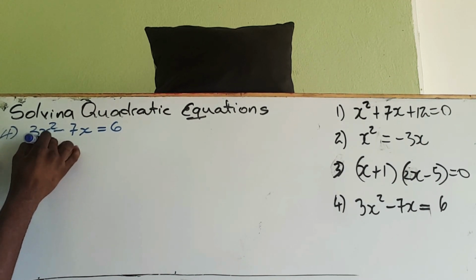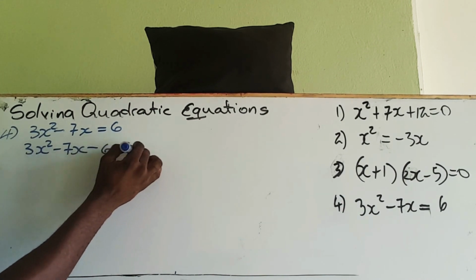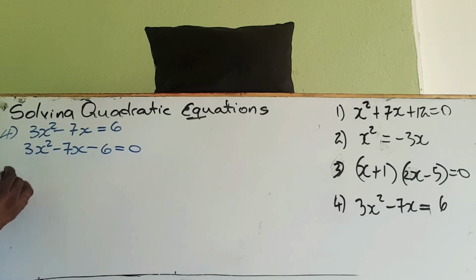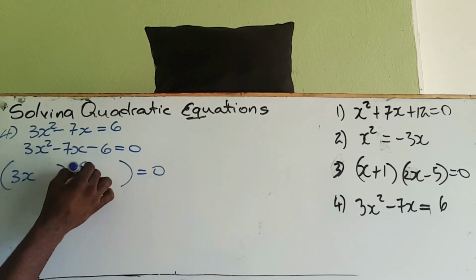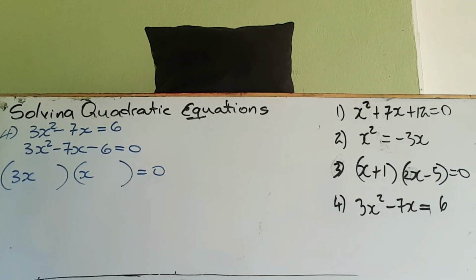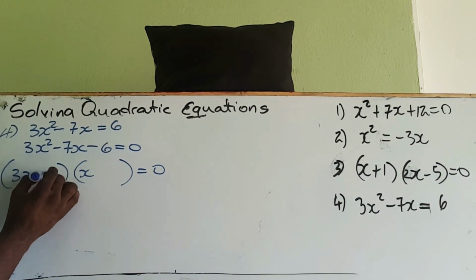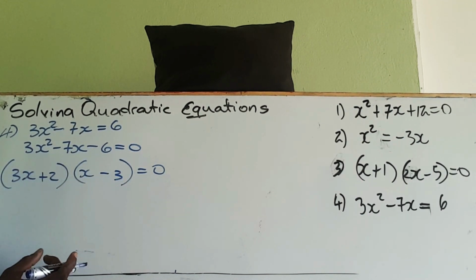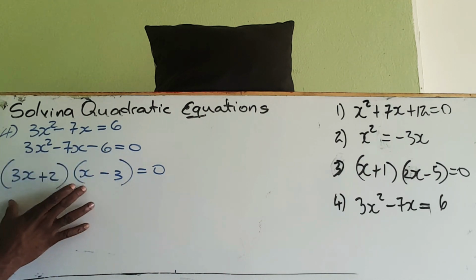So you could carry everything to one side. We'll subtract 6 from both sides, and from this we will factorize. Well, we could write our factors. We have already learned how to factorize, so all we have to do is plug in the values that we have right now and see what we get. Okay, so we'll have 3x plus 2 and x minus 3. And as you can see, if you should FOIL this out, you would get the original. So here are the factors.